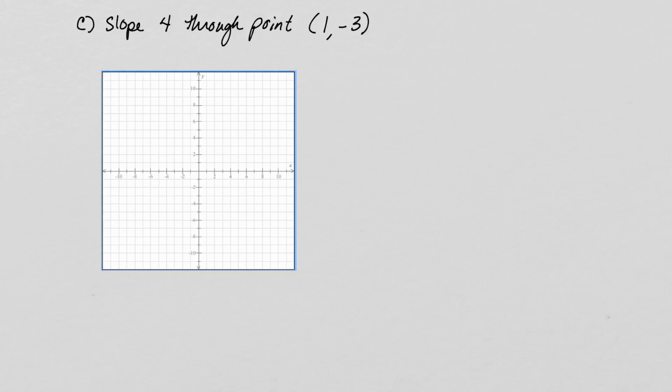This one looks a little different because if you notice, here I have a 4 and it doesn't look like rise over run. If you're given a whole number instead of a fraction for the slope, you want to remember that you can always turn a whole number into a fraction by making it over 1. So we can think about our slope as being 4/1. The 4 is telling us go up 4, it's positive, so go up 4. And the bottom is telling us go right 1.